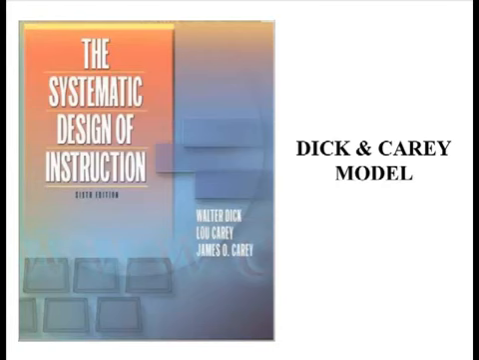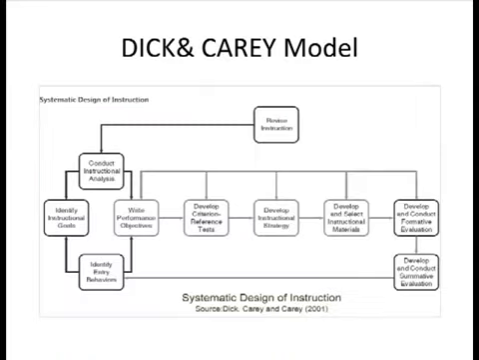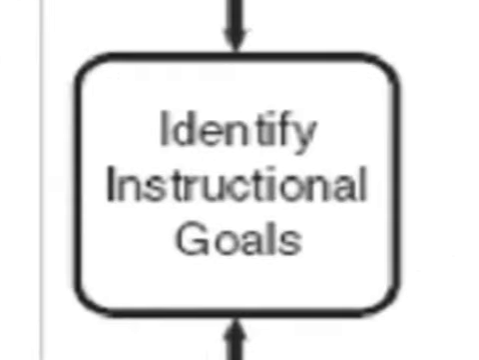This model was influenced by Robert Gagné, as found in his book The Conditions of Learning, published in 1965. Let's review each of the steps necessary for the design of instruction using the Dick and Carey model. Stage 1. Identify instructional goals. This stage affirms the clear behavior that the target learner will demonstrate as a result of the instructional design implemented.